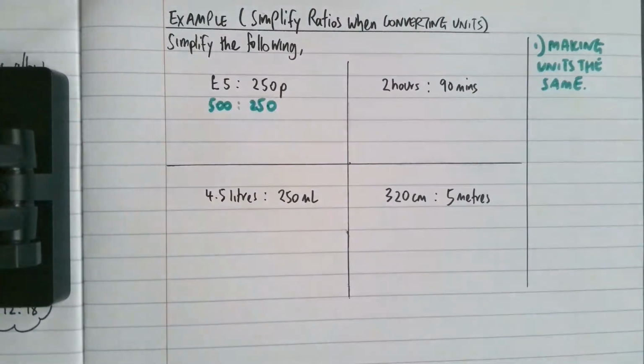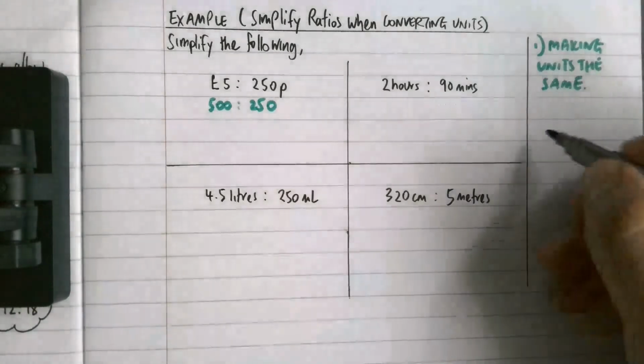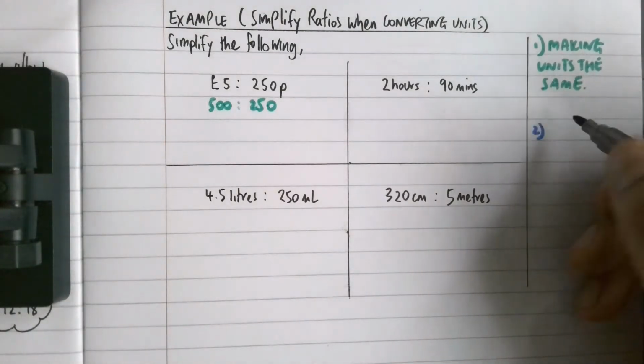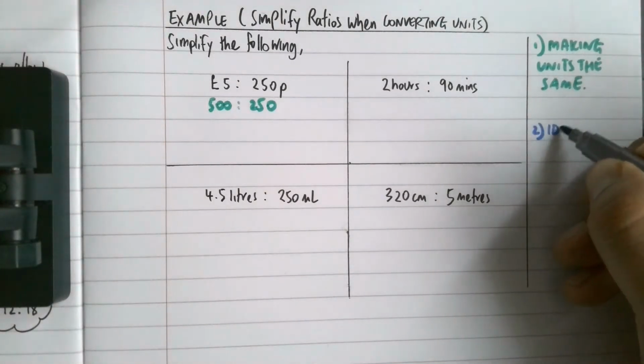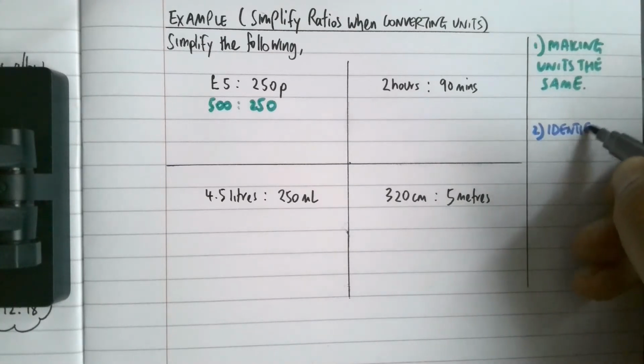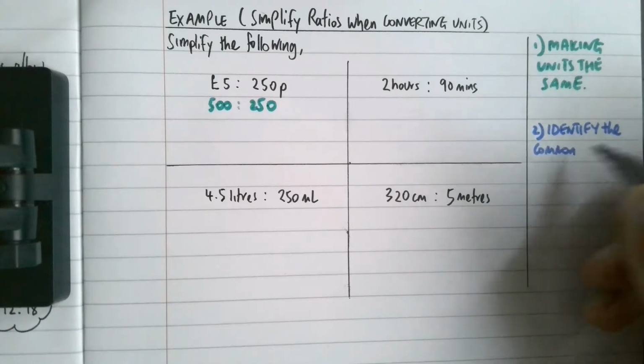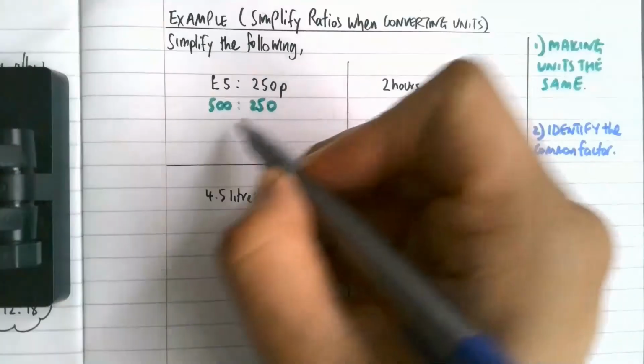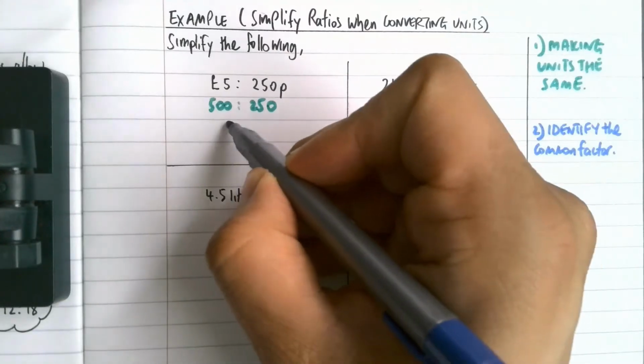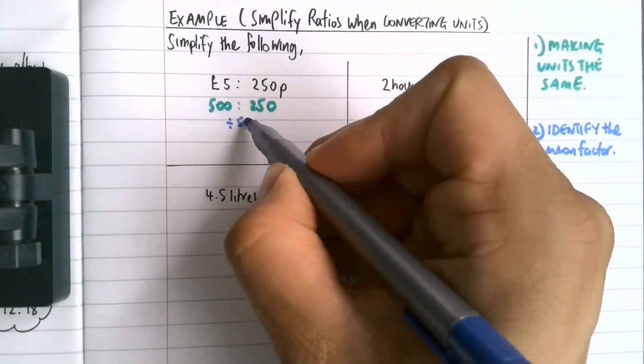learn the unit conversions. But we know that there's 100 pennies in a pound, so £5 can be written as 500, so it becomes 500 to 250. Now we can drop the units in the ratio because both parts are the same. Now we just need to identify the common factor between both parts of the ratio, and I'm just going to look at it and say what 50 is.